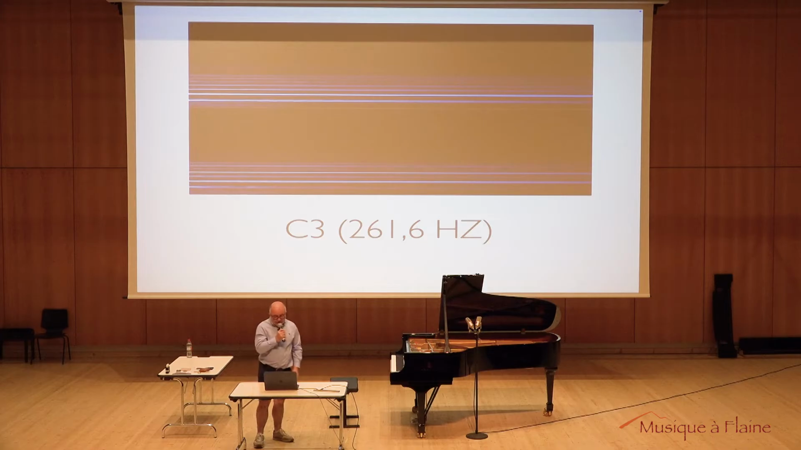Here is a C3 from a piano, and you can see and listen to the overtone content of the C3. As you can see, the first overtone is a little bit weak, but the second overtone is louder, and the third less. So you can see here the overtone content of the sound.